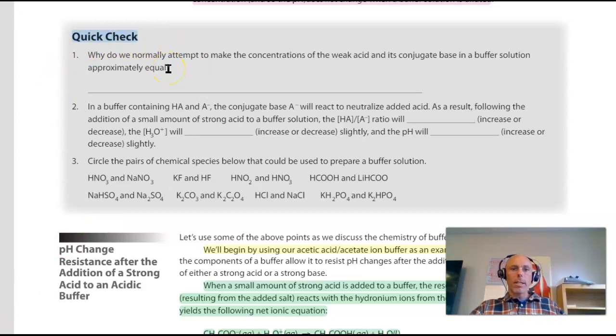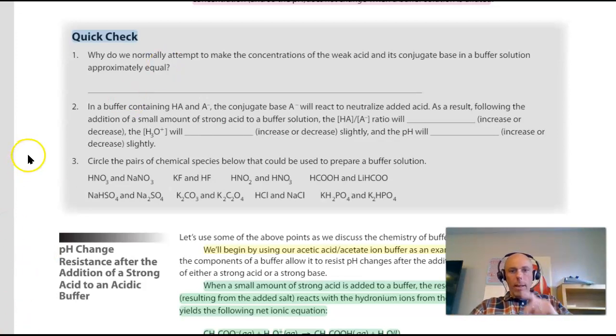Why do we normally attempt to make the concentrations of the weak acid and conjugate base approximately equal? That's so that the system will buffer equally well against the addition of a strong base or a strong acid. And when I say buffer equally well, I mean it will resist pH changes equally well against the addition of either a strong base, again, or a strong acid.